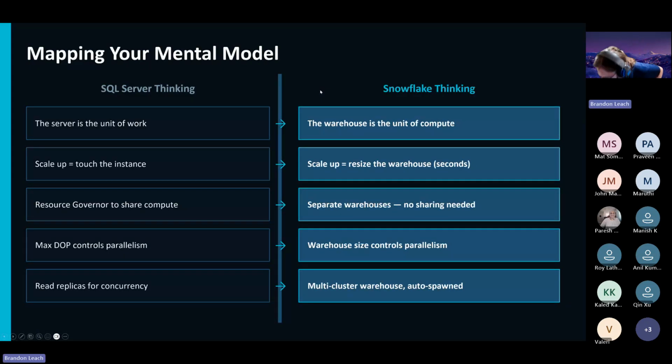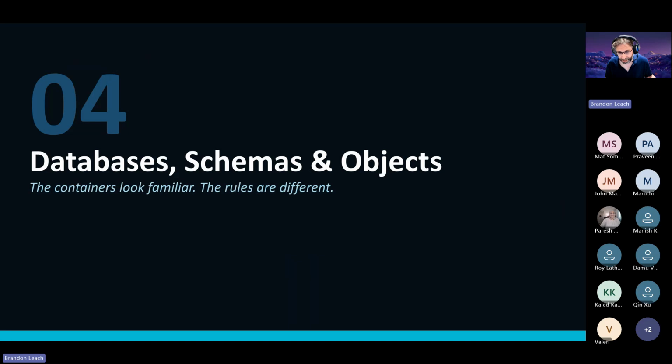So we will save any remaining demos to the end. In this case, the warehouse is the unit of work. We can scale up or scale out. We can separate our users into different warehouses. The warehouse size controls the amount of parallelism. And instead of read replicas for concurrency, we can have multi-cluster warehouses, and they can be automatically spawned.